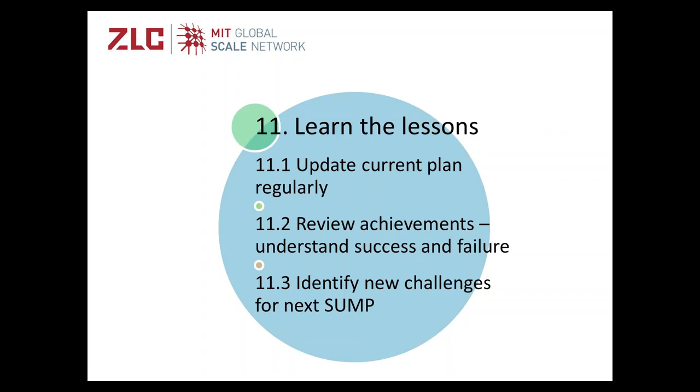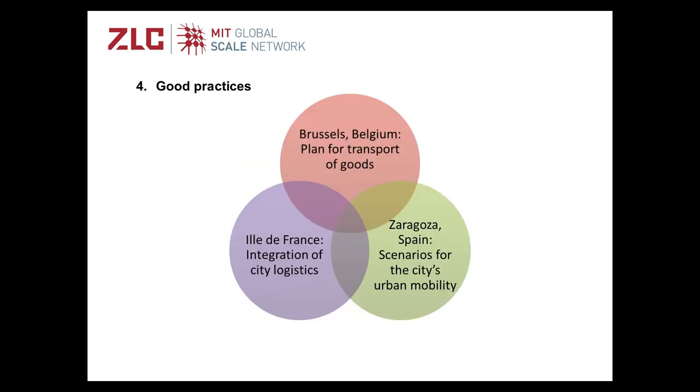And finally, we need to learn the lessons. That's really important, and that's something that I encourage you to do as well with the implementing of solutions at the neighborhood level. So we need to respond to new developments, we need to optimize the implementation process, we need to analyze the planning process, and also reflect on experiences with the current planning cycle, also with a view to the new challenges ahead. So basically, these are the 11 steps.